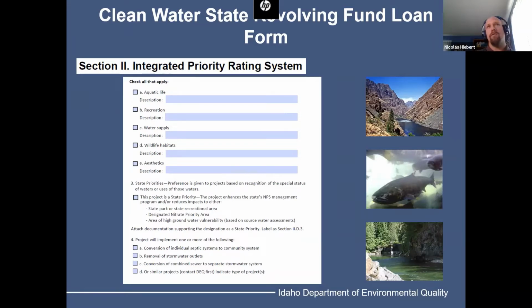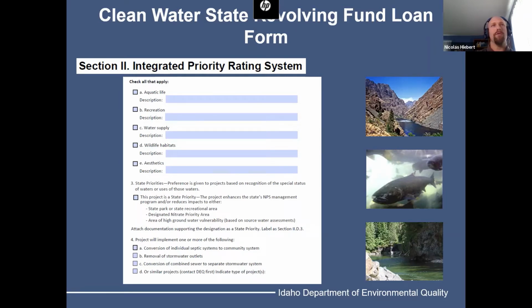Again, you can go to that website mapper, and that will pull up your stream section, and it'll give you the beneficial uses that have been assessed to that segment of stream. Things like water supply, that's domestic water supply. You may or may not have a municipality or irrigation district that uses that water and that surface. So you may or may not be able to click item C for a beneficial use.